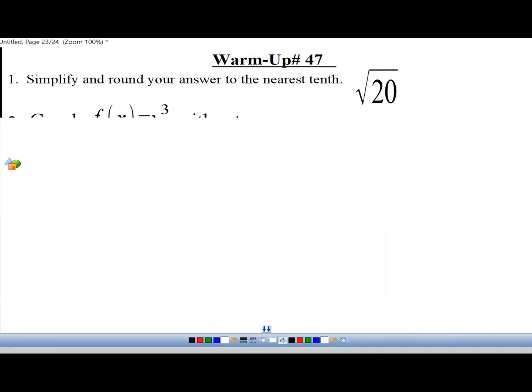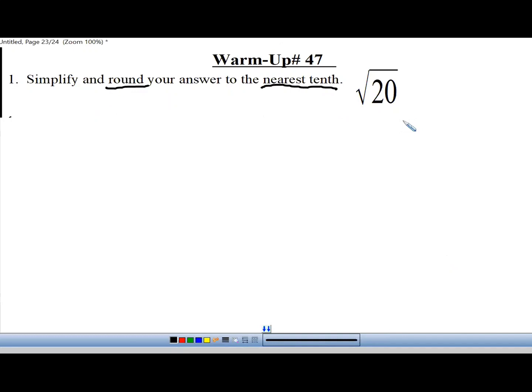Okay, there it is. It says, simplify and round your answer to the nearest tenth. Let me repeat that again. Simplify and round to the nearest tenth. That means we're going to need a decimal equivalent. So here goes the process.